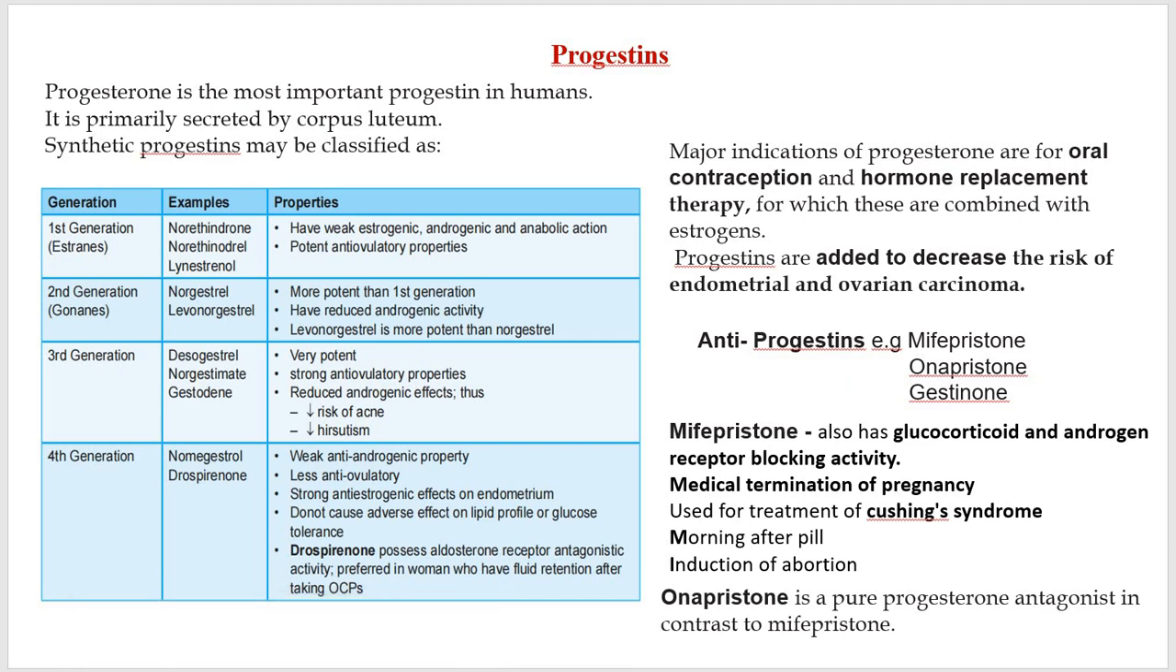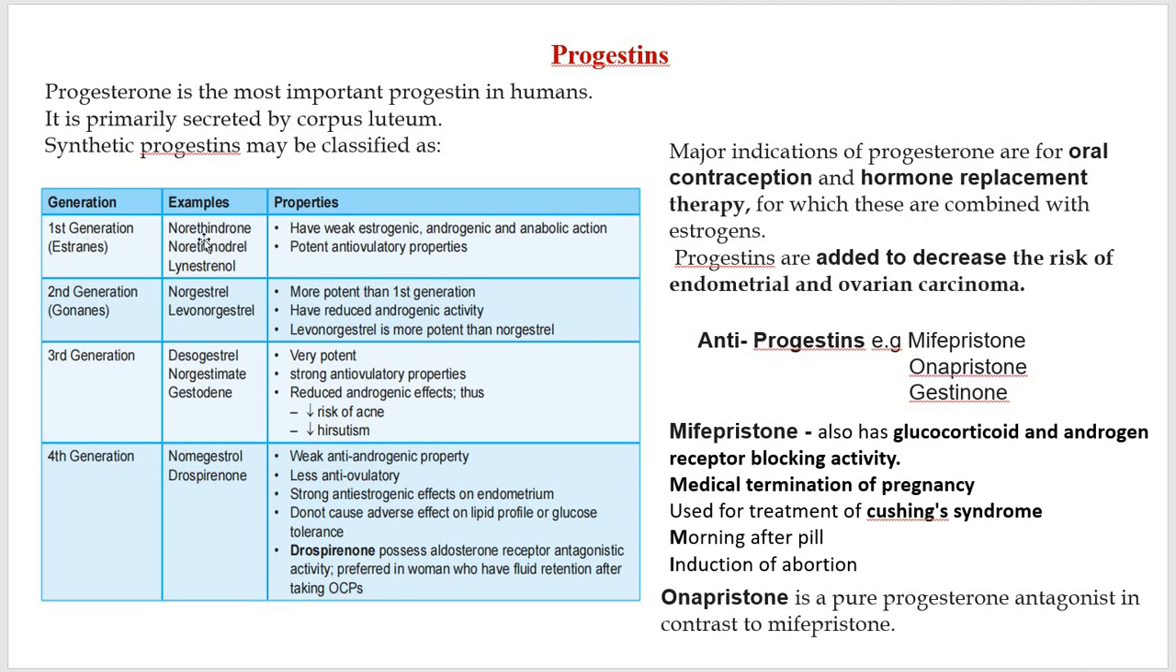So the next gonadal hormone is the progestin. Progesterone is the most important progestin in humans. It is primarily secreted by the corpus luteum, and synthetic progestins may be classified into four generations. The first one is the estranes, the second one is the gonanes, then the third generation, and the fourth generation.